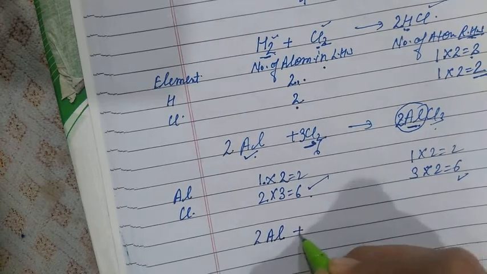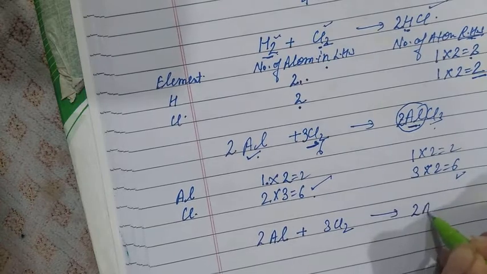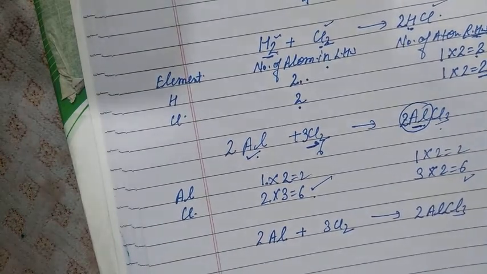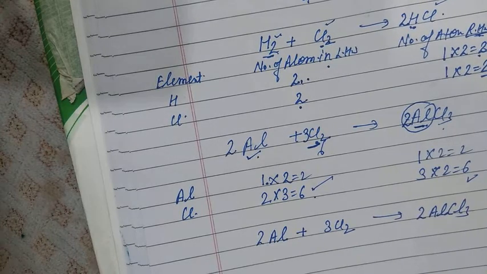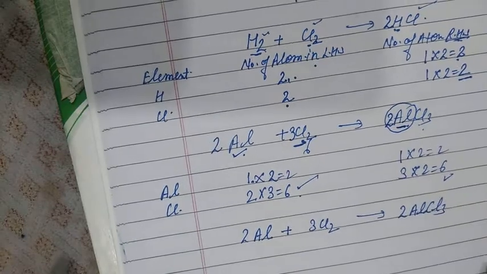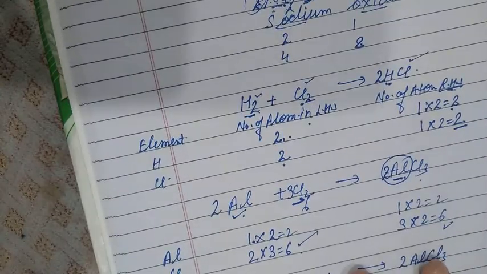2Al plus 3Cl2 gives 2AlCl3. Understand? So students, I hope you understand how you can balance a chemical equation. So first you will do this.